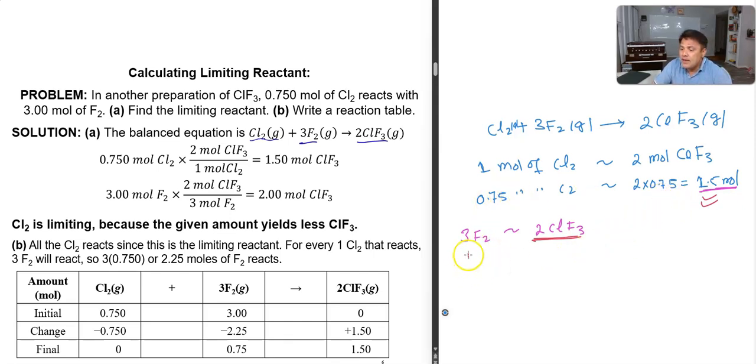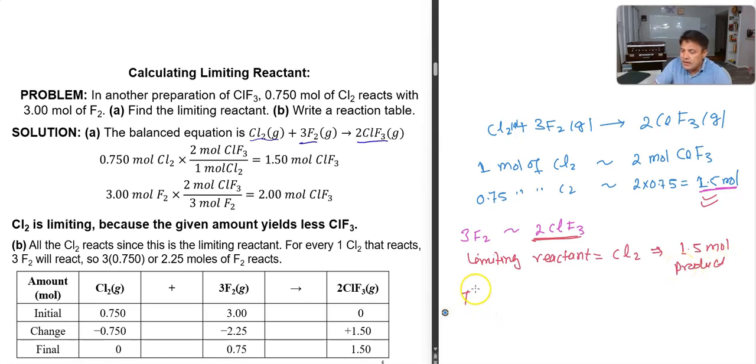That's why the limiting reactant is equal to chlorine. And how much product will it give? That will give 1.5 mole product.